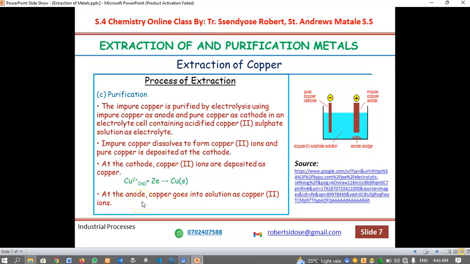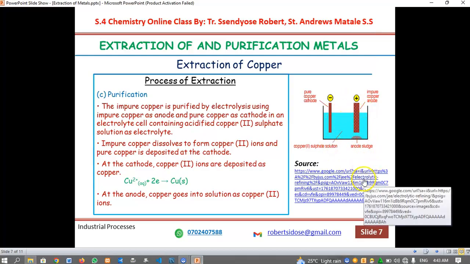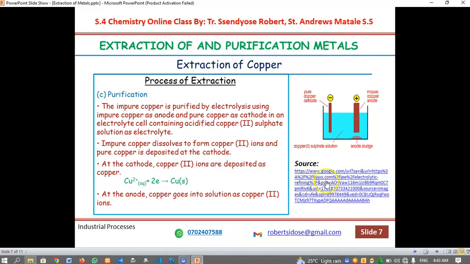And what happens at the anode? At the anode, copper goes into the solution as copper ions, whereby the anode will decrease in size because it keeps dissolving, as we are saying in our support material. Then for further information you can visit these links. We are always embedding the links where you tap and you get further information.